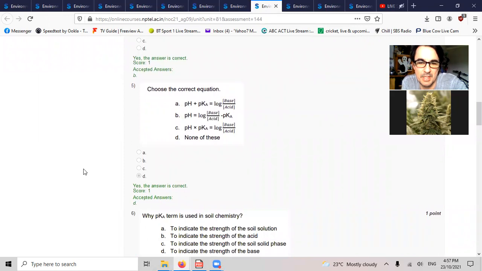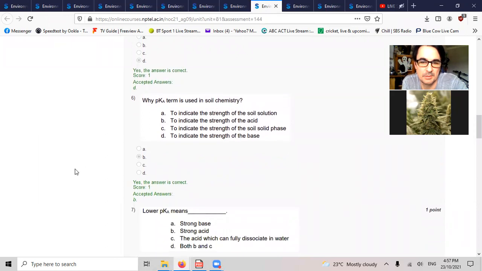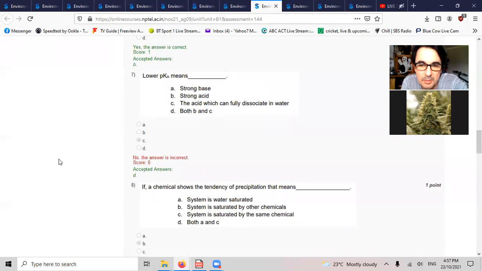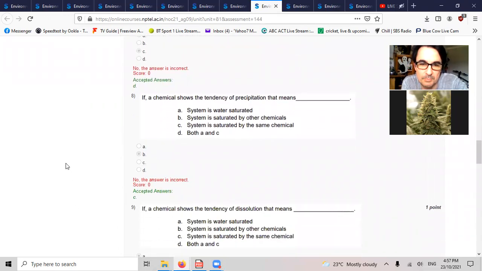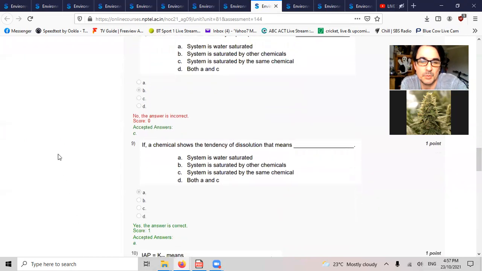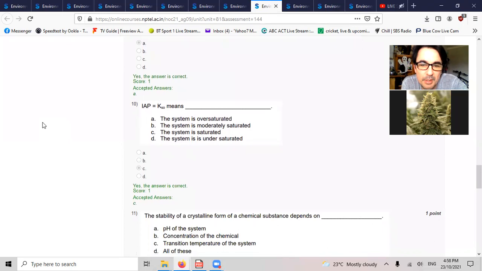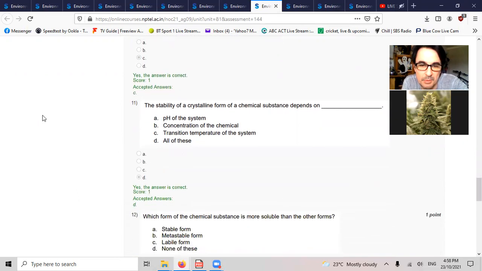pKa terms mean it's to do with the acid strength. Lower pKa means a strong acid. Yep. The chemical shows its tendency to precipitate. That means it's saturated with the same chemical. The chemical shows a tendency to dissolve. That means it's saturated with water. IAP and Ksp mean that's a saturated mix. Stability of crystalline form of chemicals depends on all of them. Which form of chemical substance is more stable? Meta.